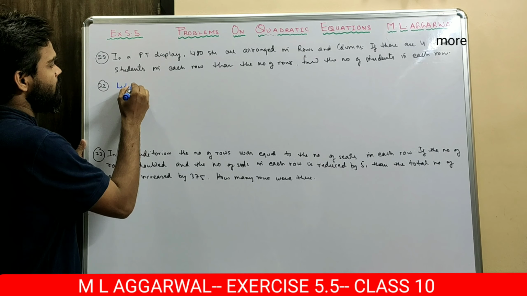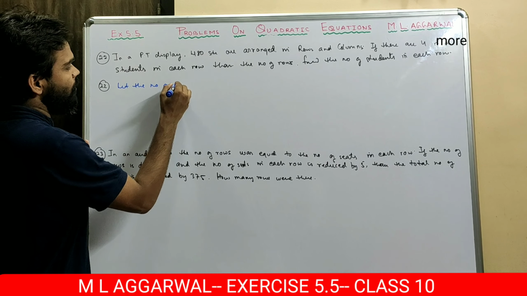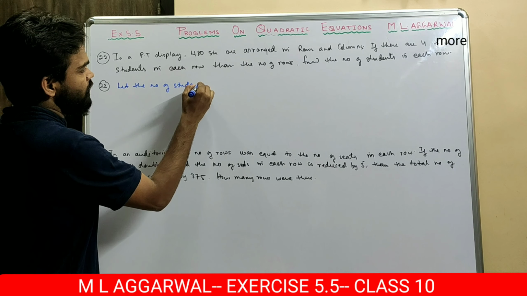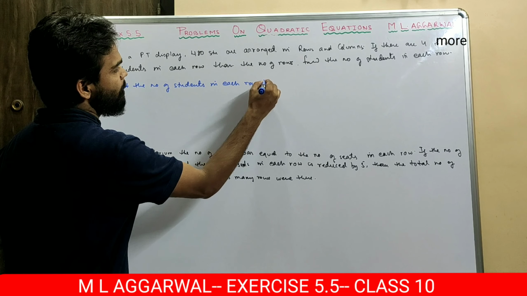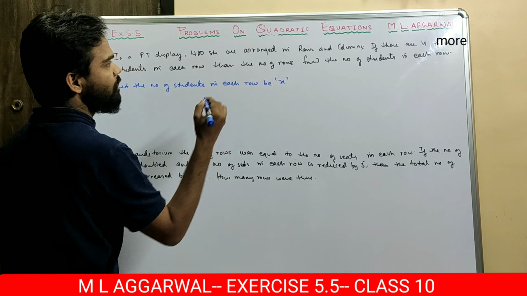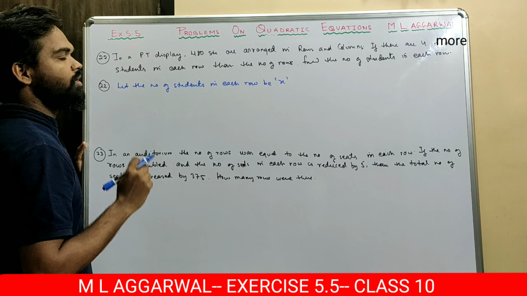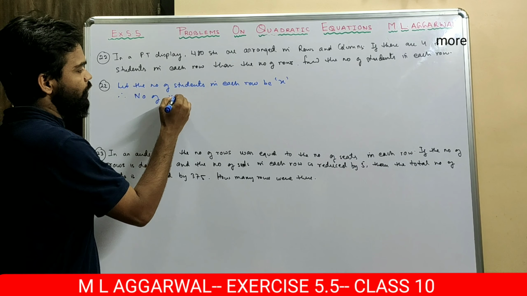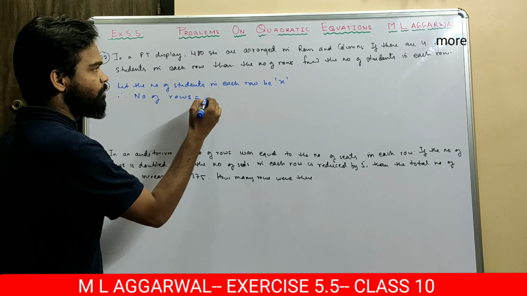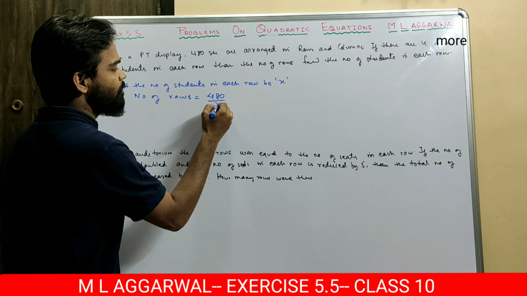Let the number of students in each row be x. Now, the total number of students is 480. Therefore, number of rows has to be 480 divided by x.